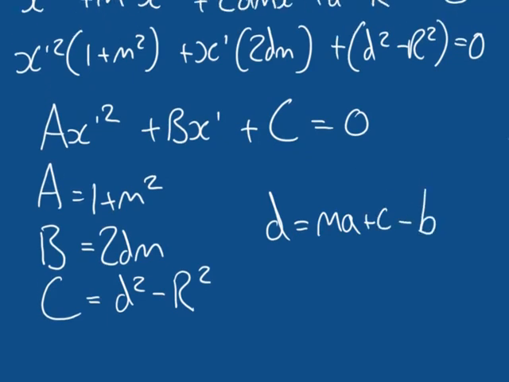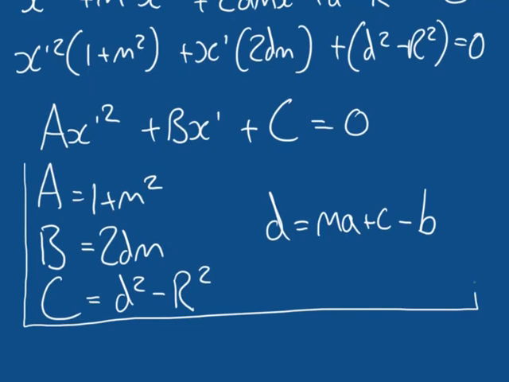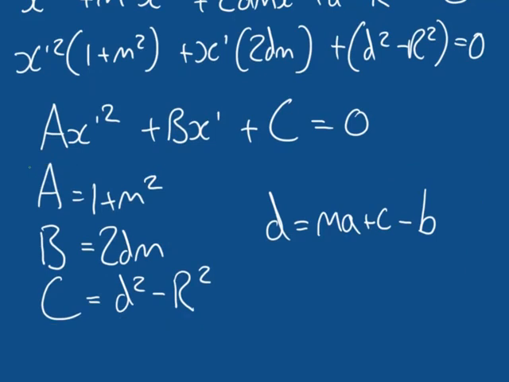Now take a look at these equations. These are going to be solved again using our quadratic formula of x' is equal to minus B plus or minus the root of B squared minus 4AC all over 2A. But notice, A is equal to 1 plus m squared. That was the same as before. B is equal to 2dm. C is equal to d squared minus r squared. Yes, we do have to calculate d, but that's a very simple equation to calculate.